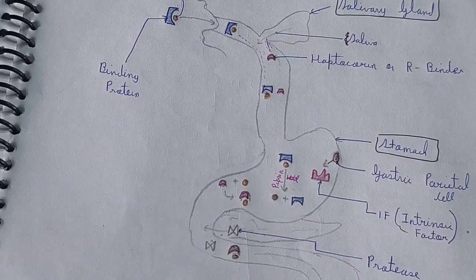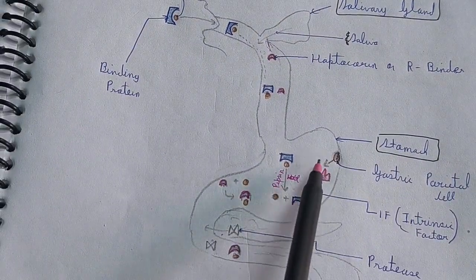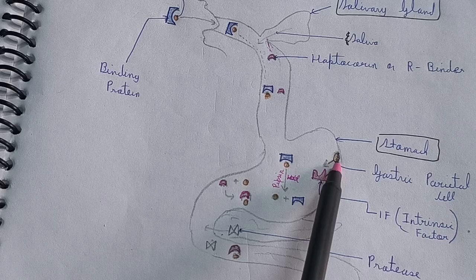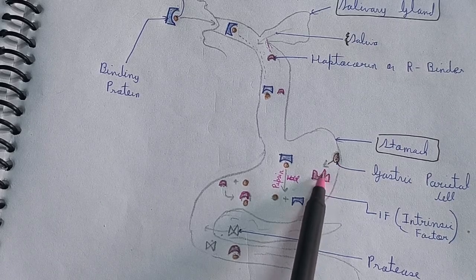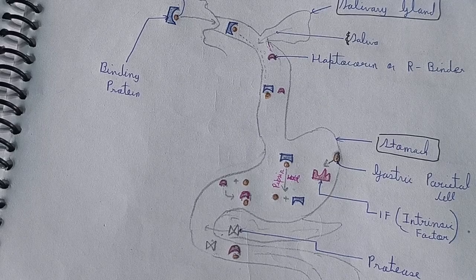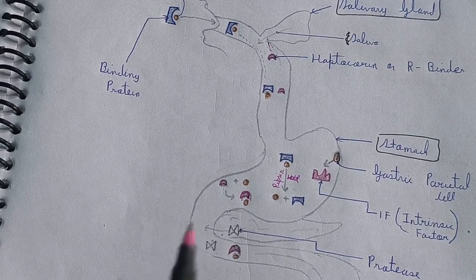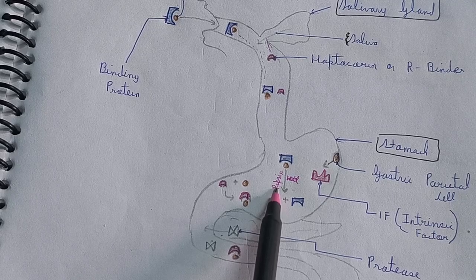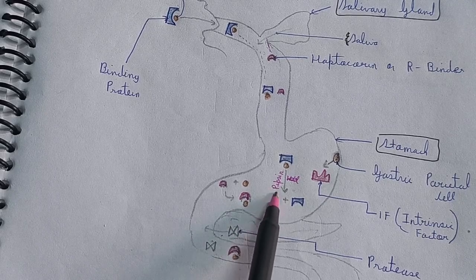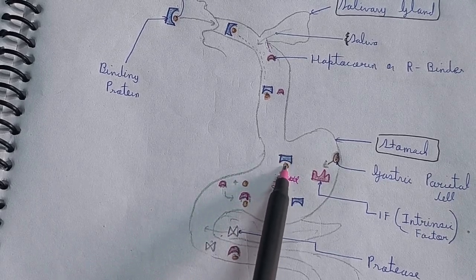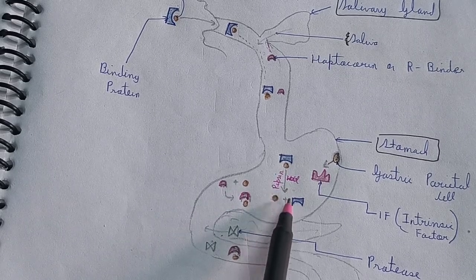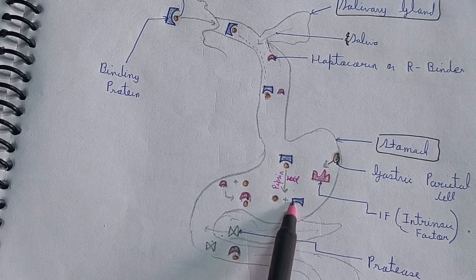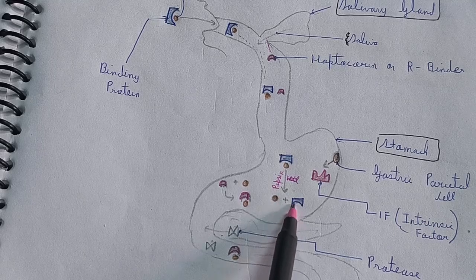Now let's discuss the case of the stomach. Here this is the stomach. In the stomach there is the gastric parietal cell, and this gastric parietal cell secretes intrinsic factor and HCl. You also know that this HCl causes the formation of pepsin, and this pepsin breaks the vitamin B12 binding protein complex. As a result, vitamin B12 and the binding protein are separated.